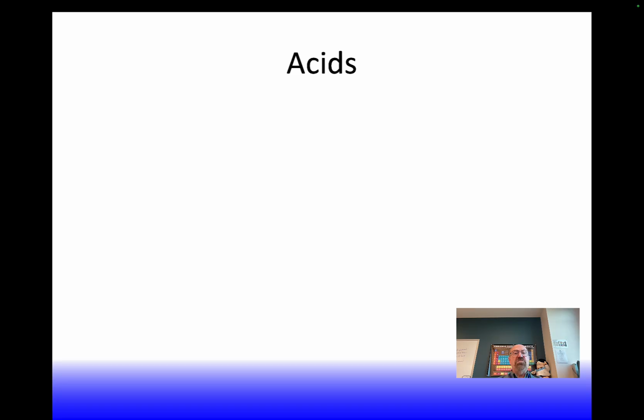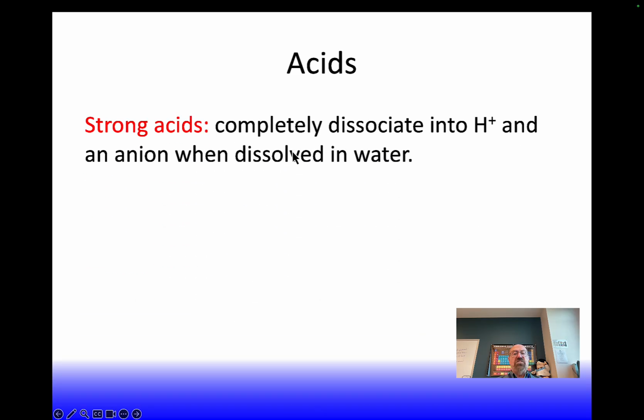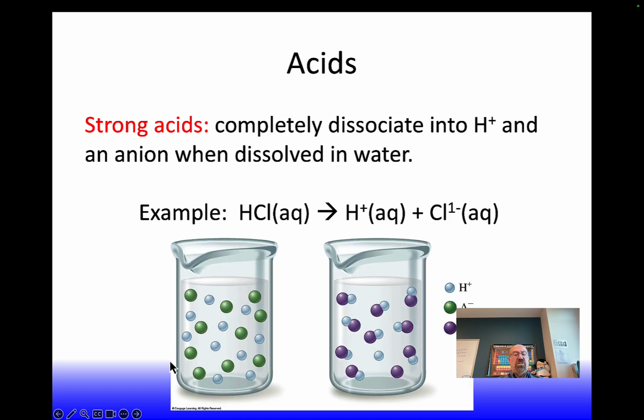Now, what is the difference between strong and weak? Strong acids completely dissolve into water, into hydrogen ions and an anion when dissolved in water. So here's an example. There's your strong acid, hydrochloric acid, completely breaks apart into hydrogen ions and chloride ions. Weak acids don't do that. They mostly stay together when we put them in water. Okay? So here, take a look.